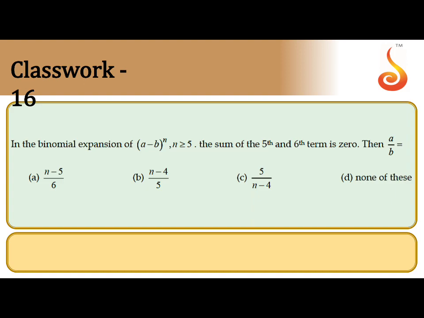Next one. In the binomial expansion of (a - b)^n, the sum of the fifth and sixth terms is 0. What is the value of a/b? Sum of the fifth and sixth term, that is T5 + T6 = 0, that is T5 = -T6. What is the value of a/b we want? So I will write it on the next page.